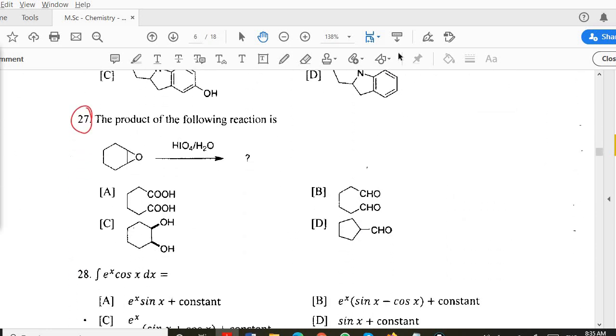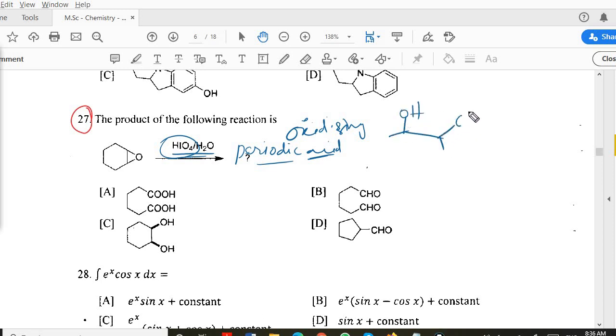Question number 27. This is from the oxidizing agents. Okay, oxidizing agents. So which is a periodic acid. Periodic acid is used for the oxidative cleavage of the vicinal hydroxides or glycols. So it will cleave the dihydroxy compound into two aldehydes.